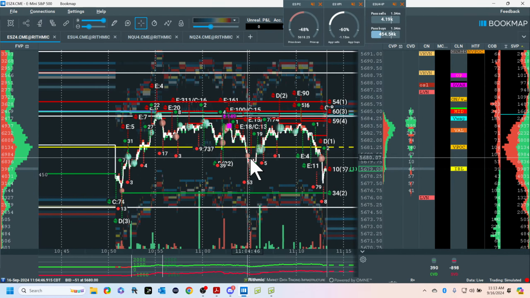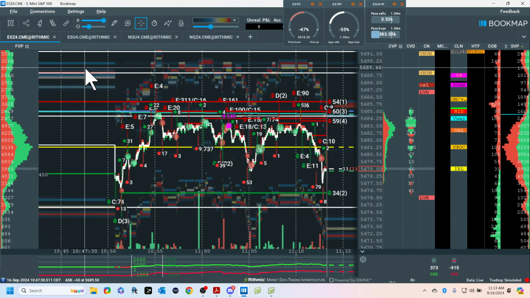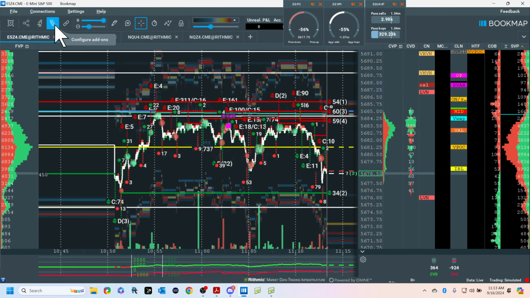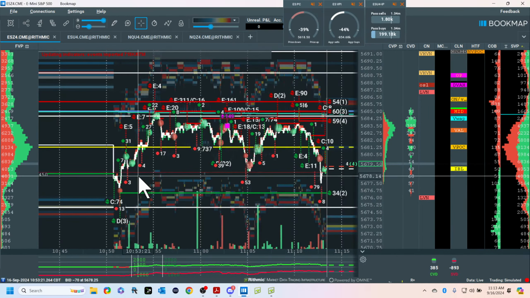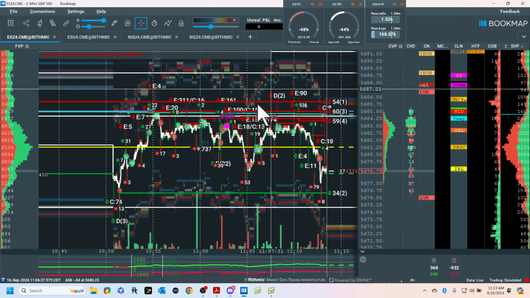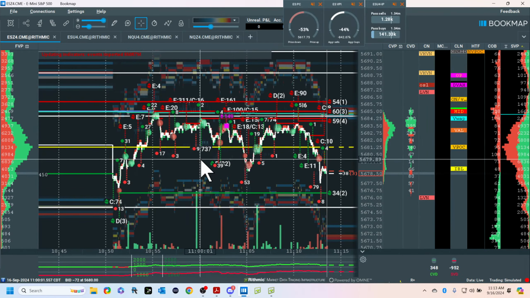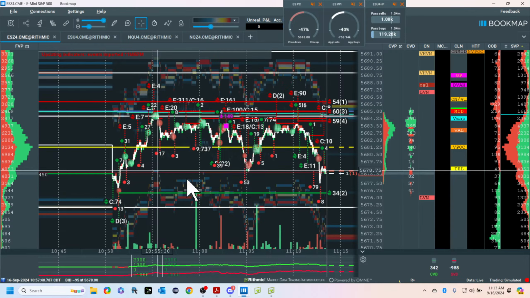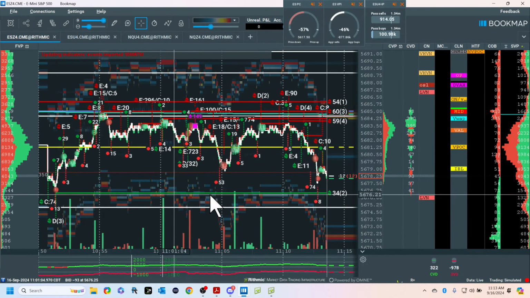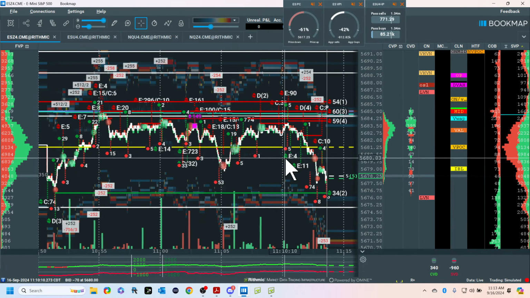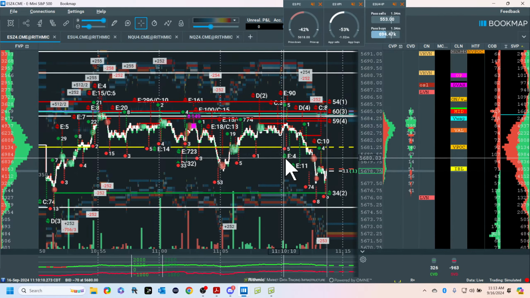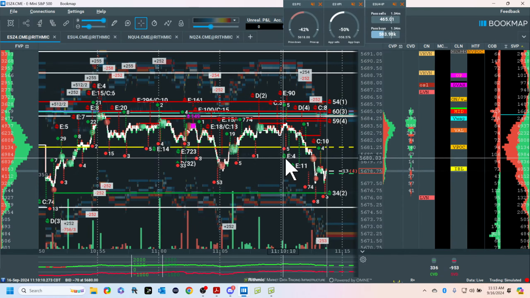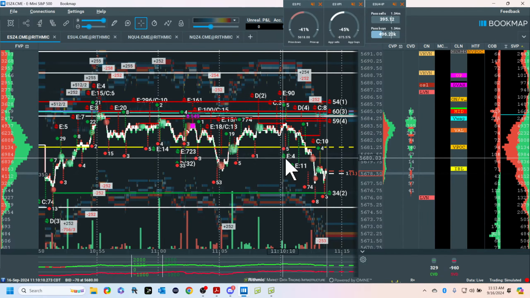Liquidity marker. I like the liquidity marker. Let me see if I can get it on here for you. It's going to show me the adds and pulls. This is really a mixed bag here.